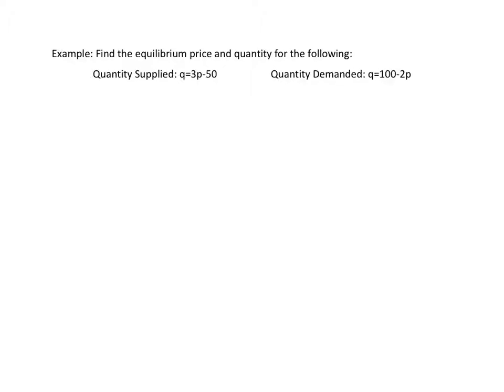So let's just look at a basic example. We want to find the equilibrium price and quantity for the following. Supply equals 3p minus 50, and the quantity demanded is 100 minus 2p. And so essentially what we want to do is determine when these two things are equal. So we want to solve when 3p minus 50 equals 100 minus 2p. And obviously here, since we're solving for p, we're solving for price.